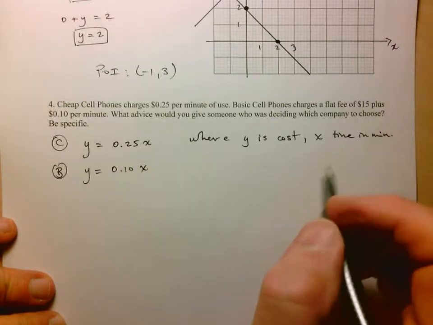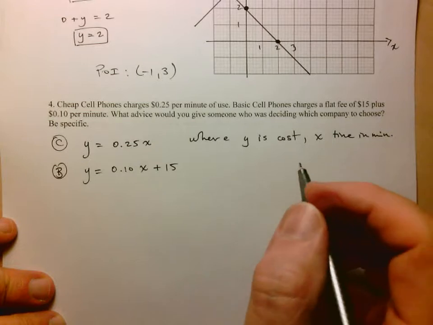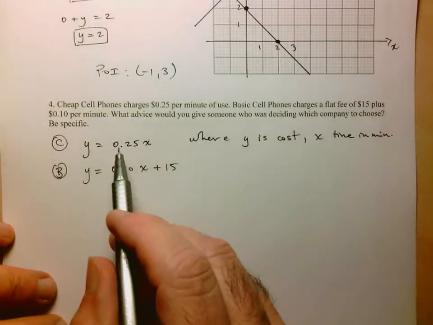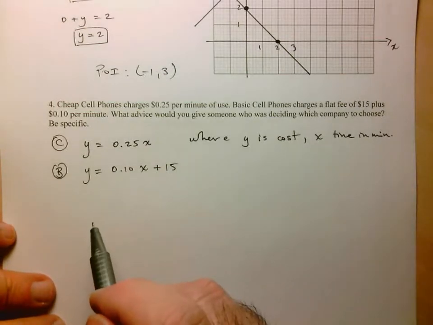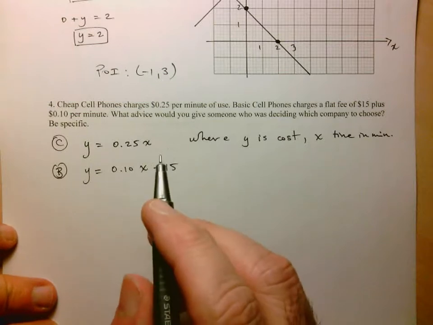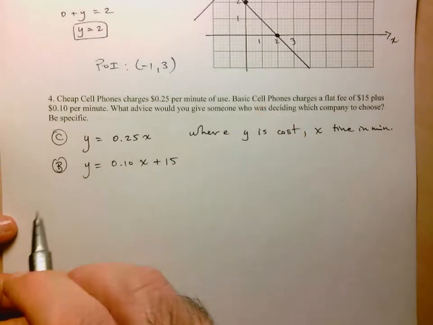But this one does have a flat fee, or a y-intercept, of 15, where y and x represent the same thing. So what I'm going to solve for is when the two plans are exactly the same. Here I'm going to do this by substitution instead of drawing a graph.